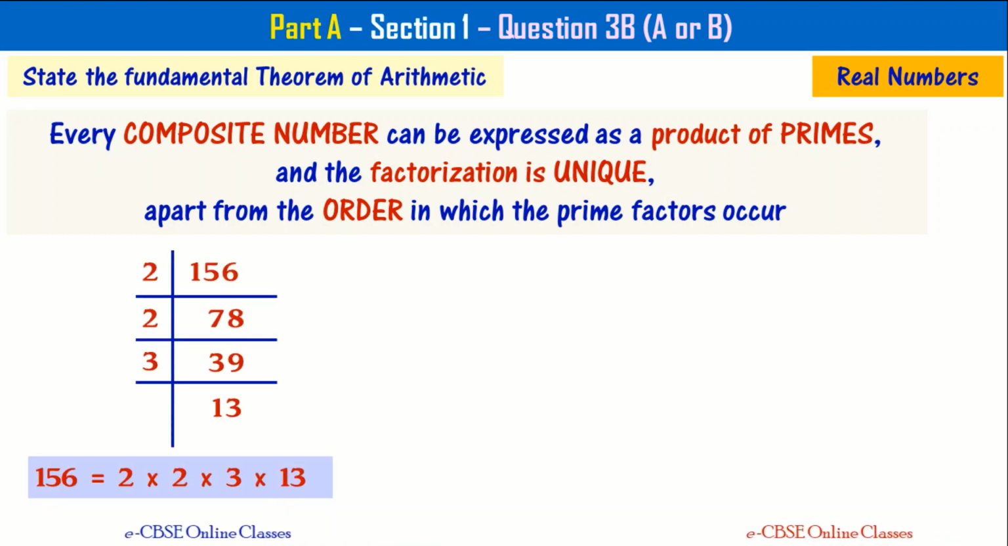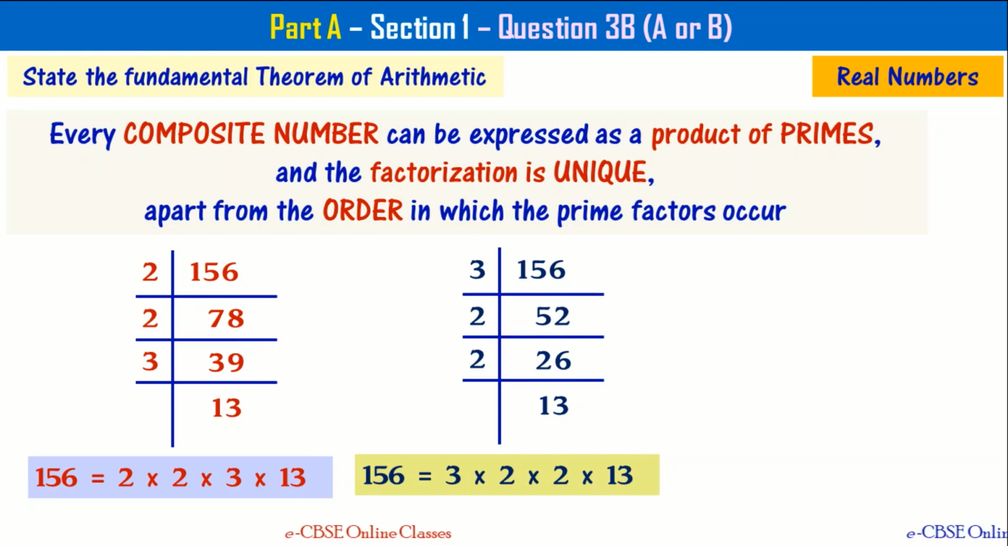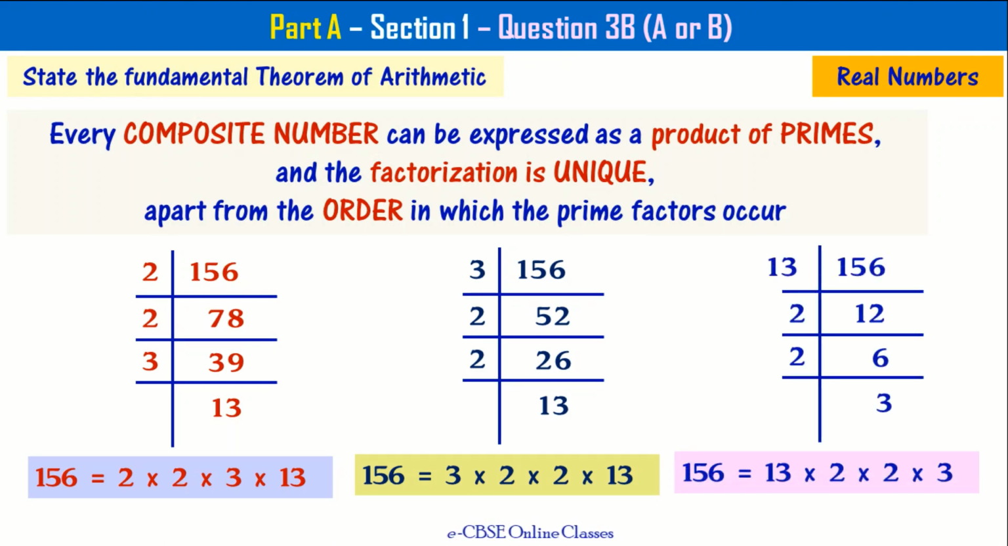If you have any doubt about this, the explanation can be following. 156 can be written as 2 times 2 times 3 times 13. These are the prime factors, right? The same 156 can be written as a product of prime factors. Those are 3 times 2 times 2 times 13. 156 can also be written as 13 times 2 times 2 times 3. As you see here, the prime factors are the same, 2, 2, 3 and 13, right? But their order is changing.